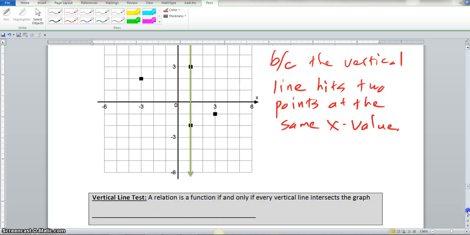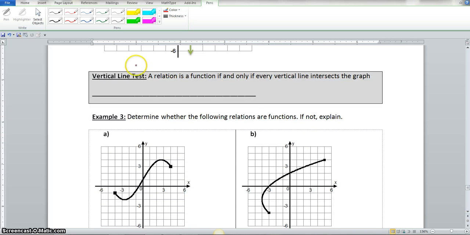Okay. Now we scroll down here. This is a formal definition. Vertical line test. A relation is a function if and only if every vertical line intersects the graph only once. That means that it only hits the points on that x value one time. Any more than that, it is not a function.